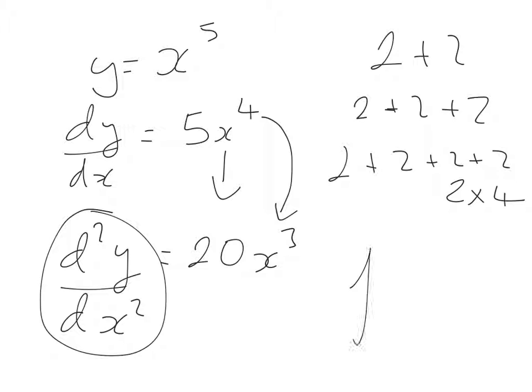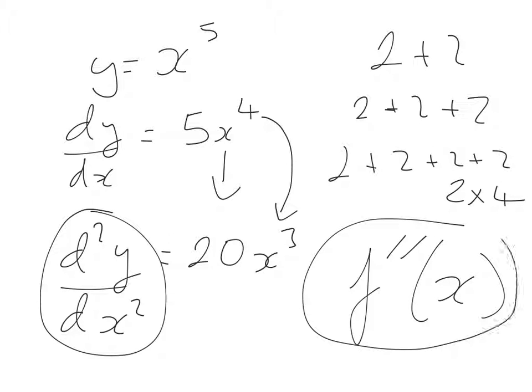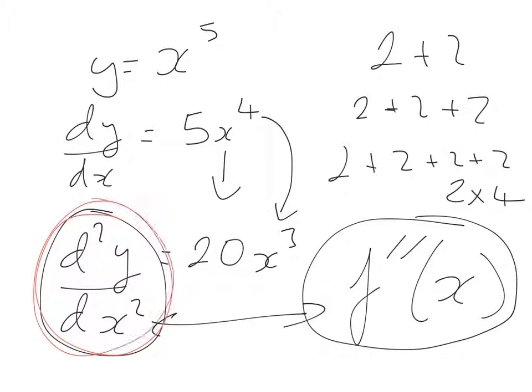In the f of x notation, instead of calling it f dash, we call it f dash dash or f double dash. So these two things here are both different notations for what we call the second derivative. The second derivative is where you differentiate the derivative.